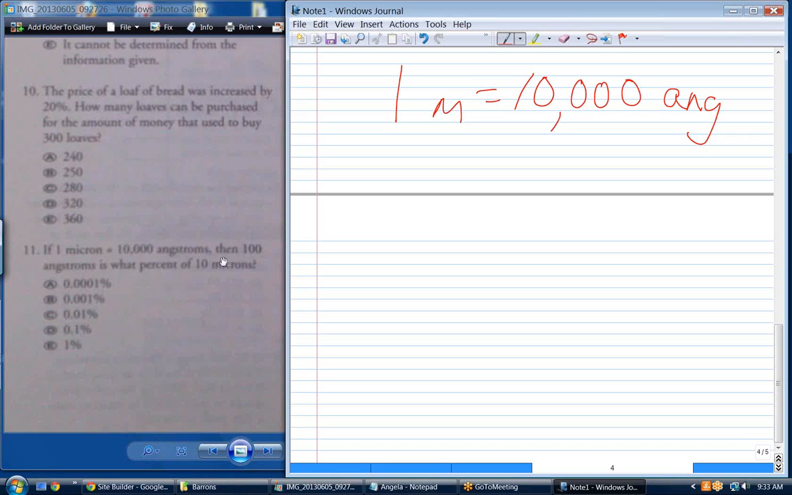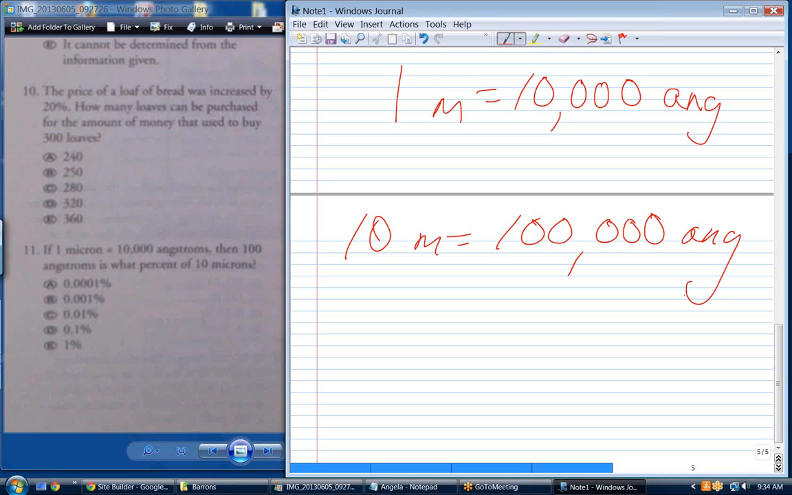First of all, let's figure out what 10 microns is. In other words, let's kind of start from the back. I'm not going to do this algebraically. We can do this by back solving, clearly, but we need to know how much 10 microns is. How many angstroms is 10 microns? It would be 100,000. Okay. Then 100 angstroms is what percent of 100,000 angstroms? 100 angstroms is what percent?